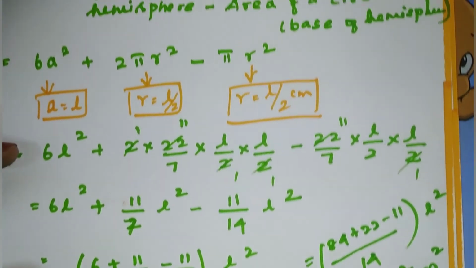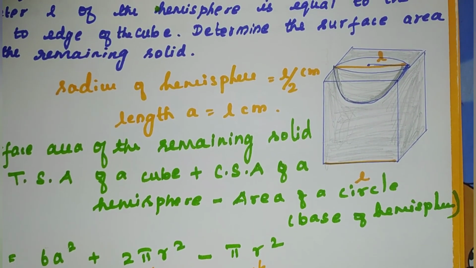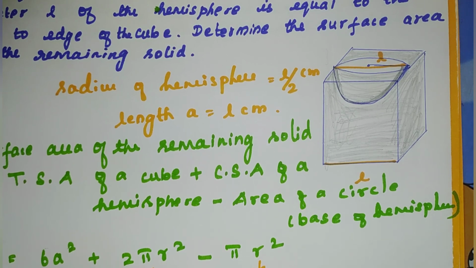Clear, children? So keep it in mind that you have to find the total surface area of a cube plus curved surface area of a hemisphere minus area of a circle.